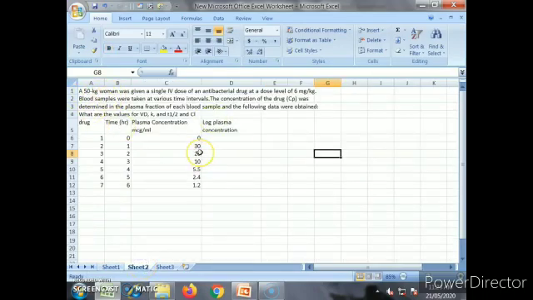Now this is the problem in which we have to calculate all these parameters. The example is: a 50 kg woman was given a single IV dose of an antibacterial drug at a dose level of 6 milligram per kg. So this is the dose which is given to that woman. Blood samples were taken at various time intervals. The concentration of drug was determined in the plasma fraction of each blood sample, and the following data was obtained.